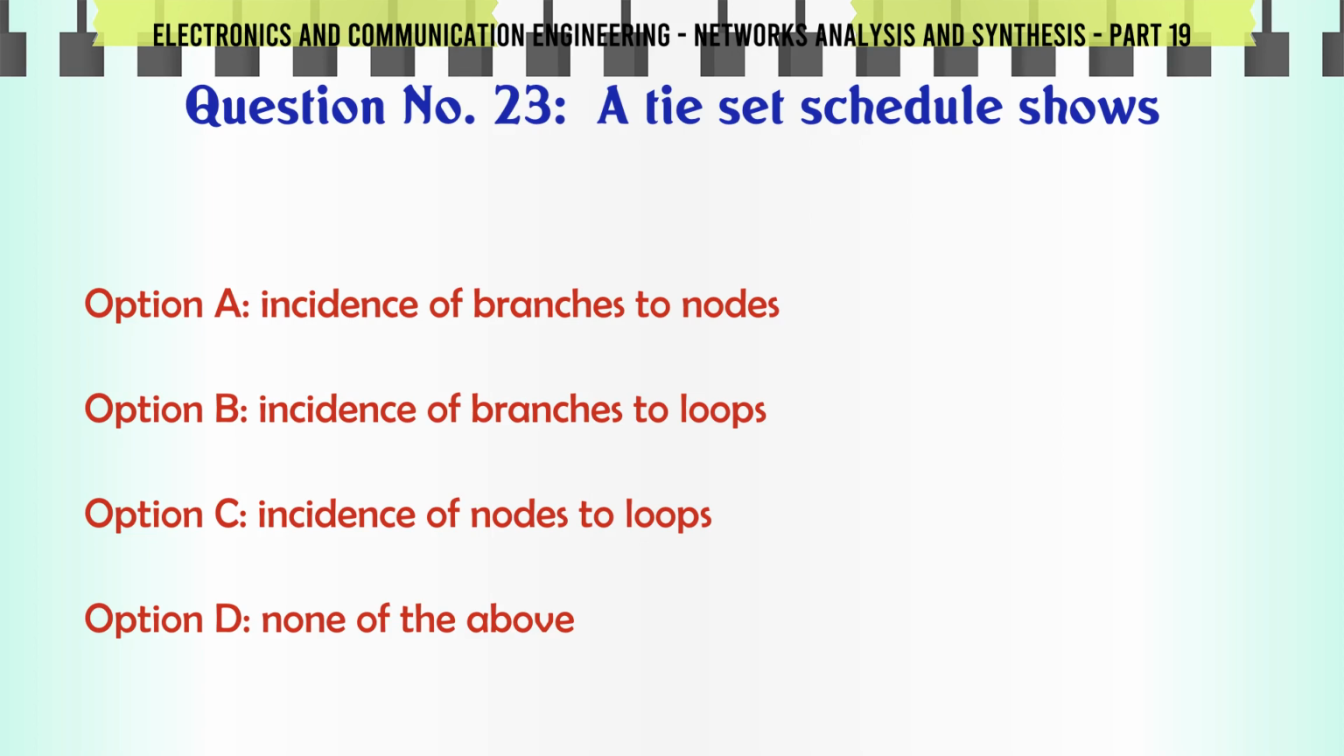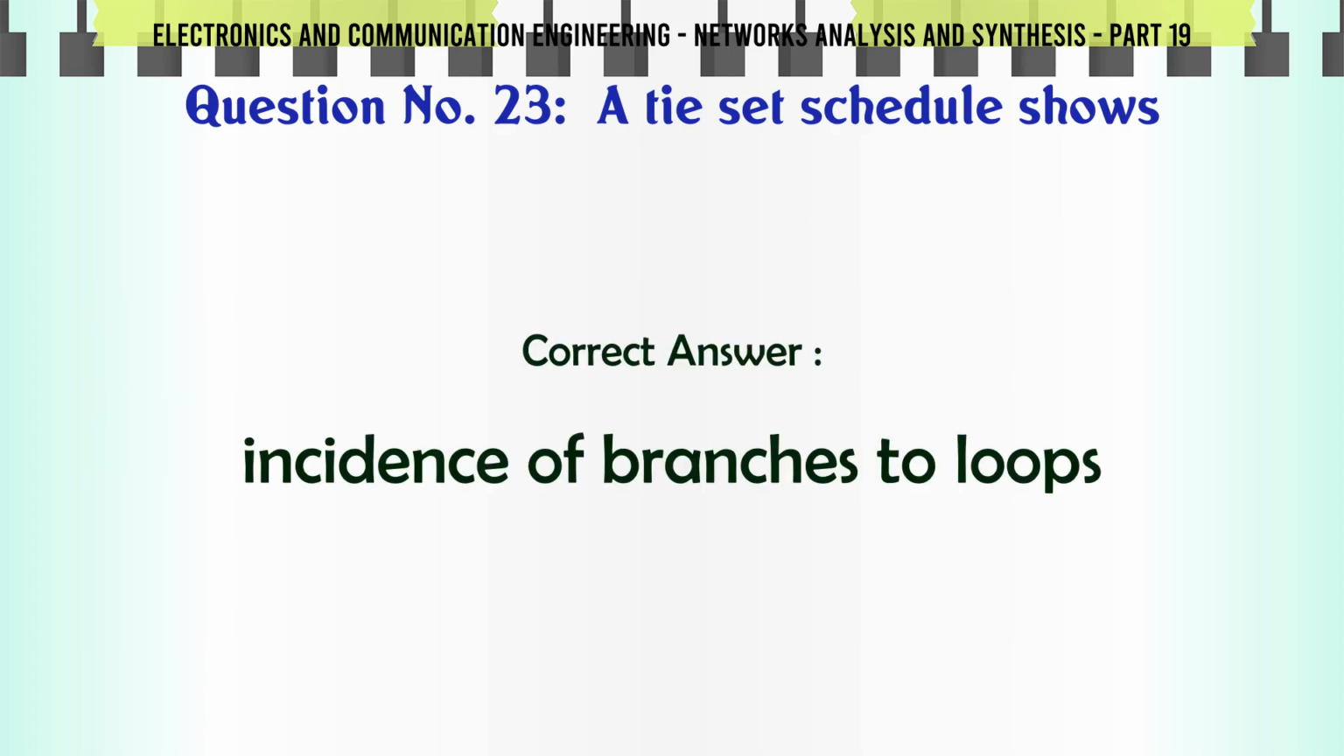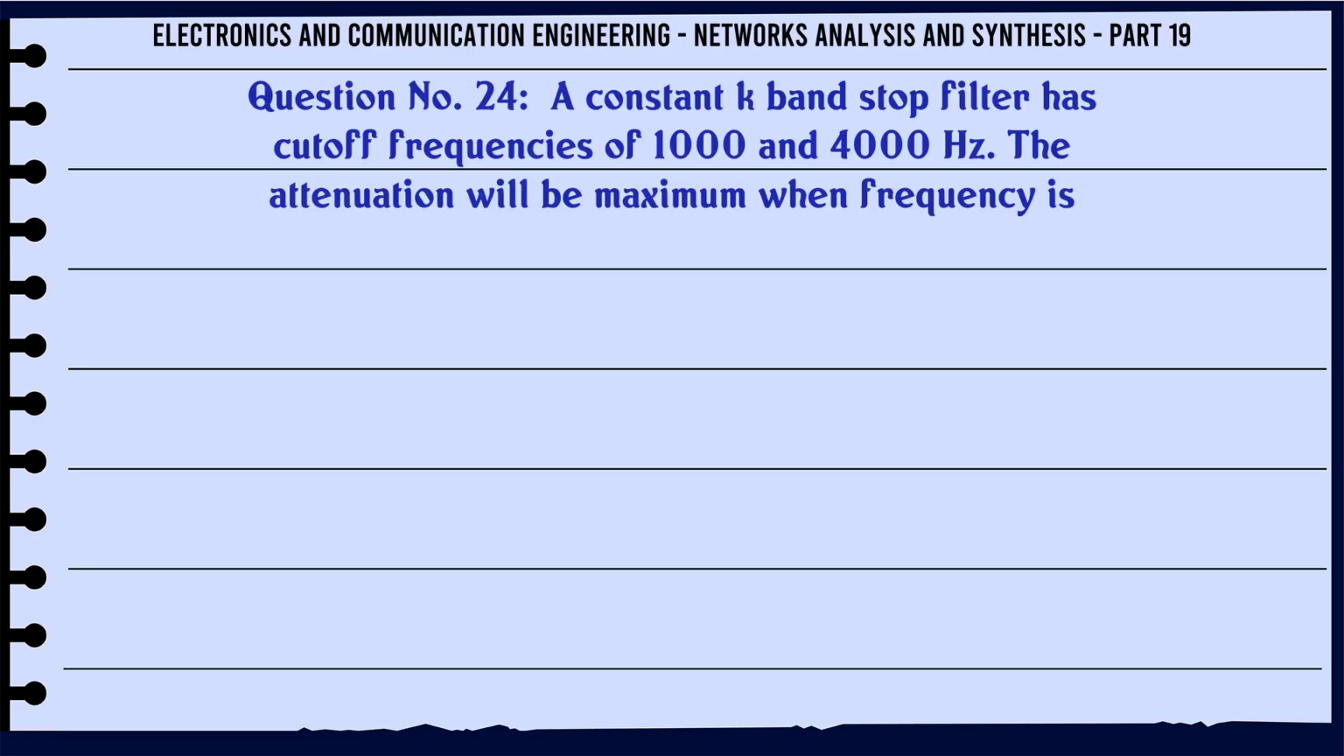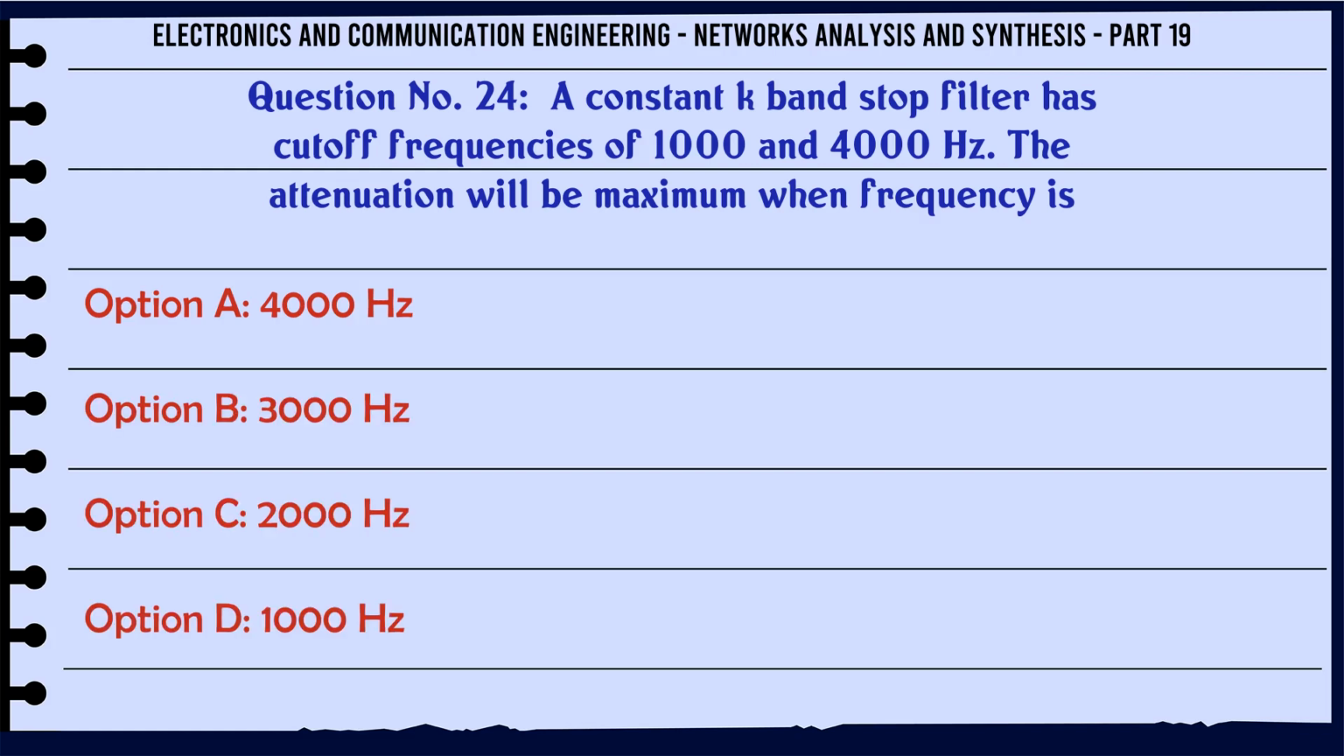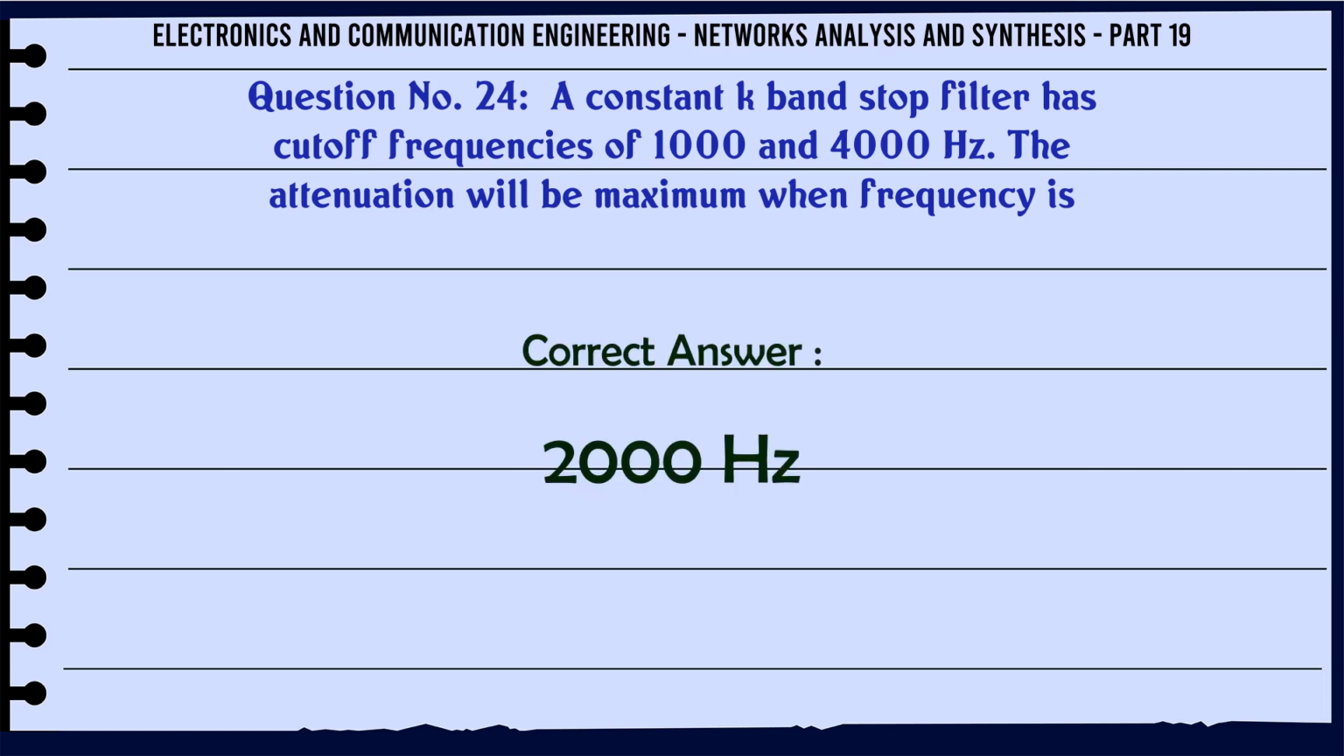None of the above. The correct answer is incidence of branches to loops. A constant K-band stop filter has cutoff frequencies of 1000 and 4000 Hz. The attenuation will be maximum when frequency is A. 4000 Hz, B. 3000 Hz, C. 2000 Hz, D. 1000 Hz. The correct answer is 2000 Hz.